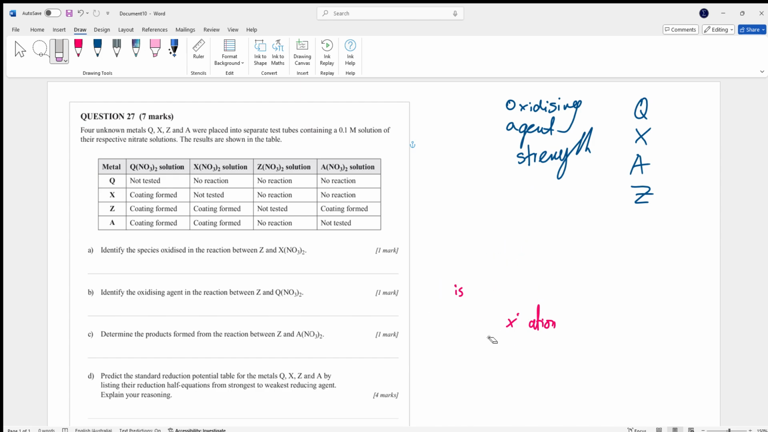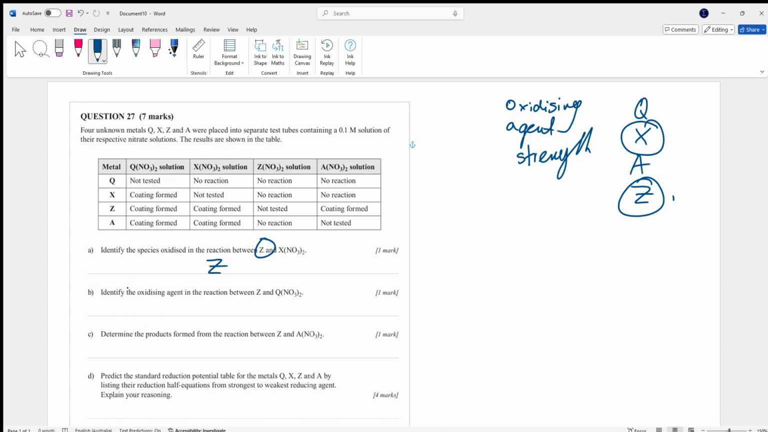So now we have the strengths. A. Identify the species oxidized between Z and X. Well, first of all, if we look at the strength here, X will oxidize if it's reacting with Z, because X is a stronger oxidizing agent. So in terms of which species will be oxidized, it's going to be Z. X is not going to oxidize, it's going to steal electrons from it, it's going to go reduction. So Z would be the correct answer here.